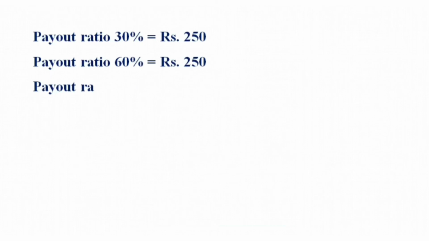I already told you how you decide it is a normal firm: when the rate of return is equal to the cost of capital. So I highlighted separately: payout ratio for 30 percent, rupees 250; payout ratio for 60 percent, rupees 250; and payout ratio for 90%, rupees 250.